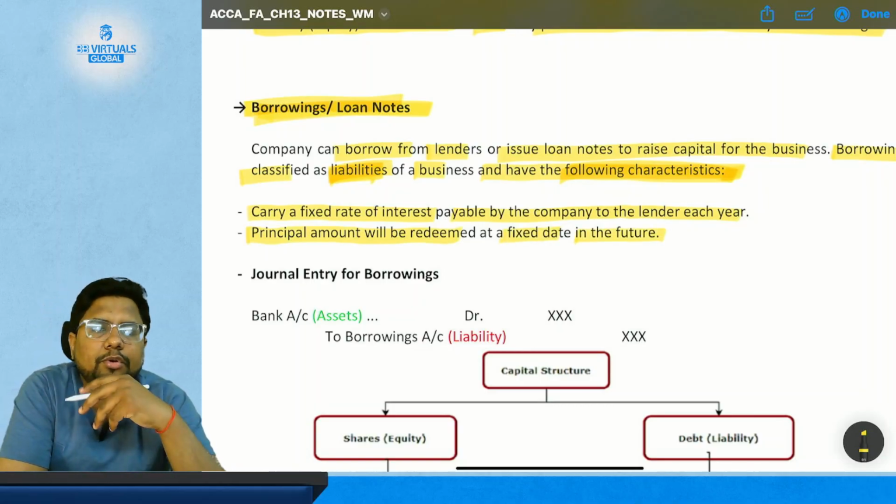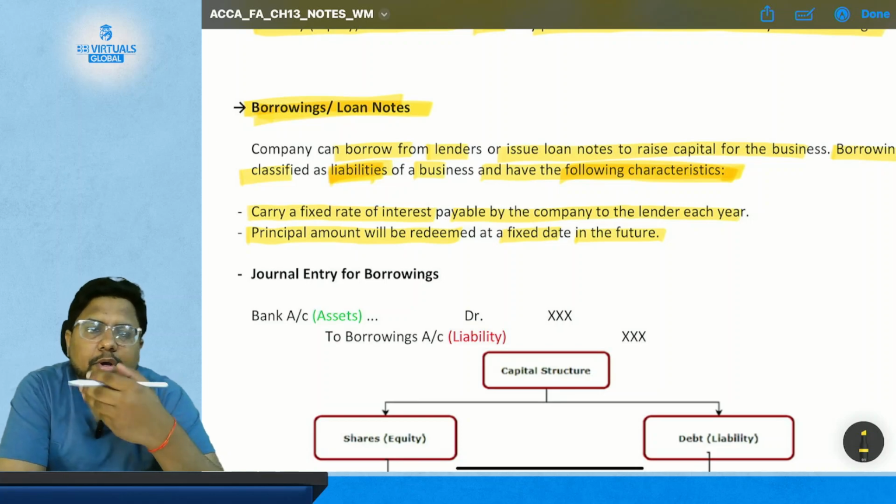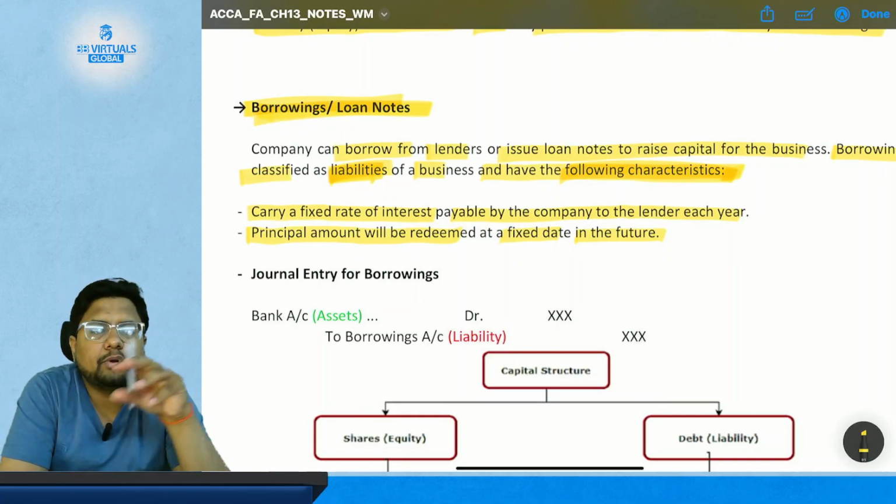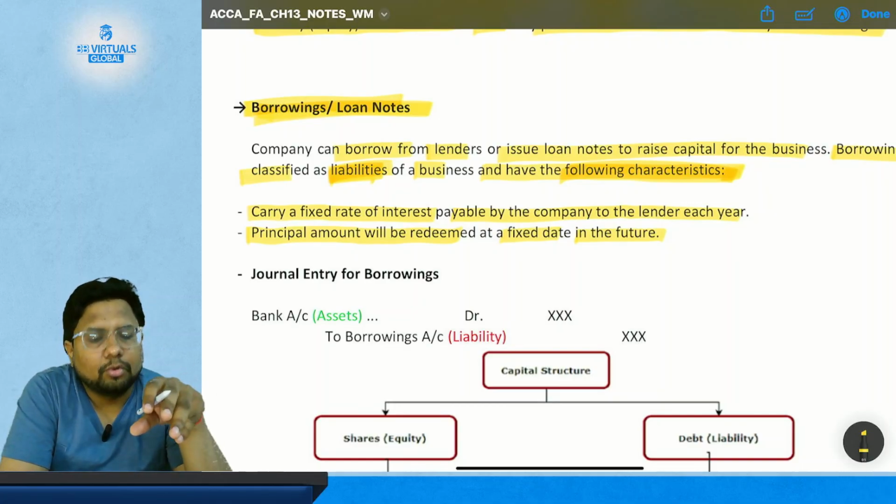Suppose the loan is for 10 years. Each year you are going to pay back the interest, and at the end of the 10th year you are going to pay back the principal amount, which was the original amount you took in the form of borrowing or loan notes.